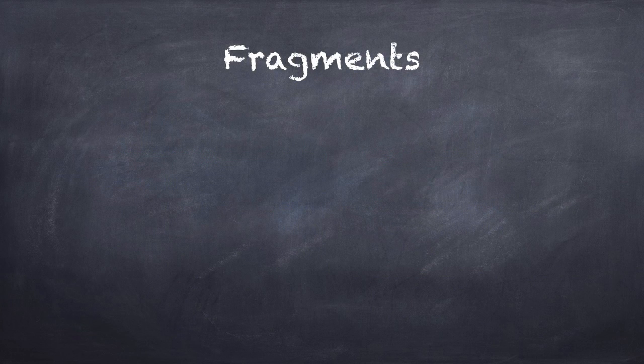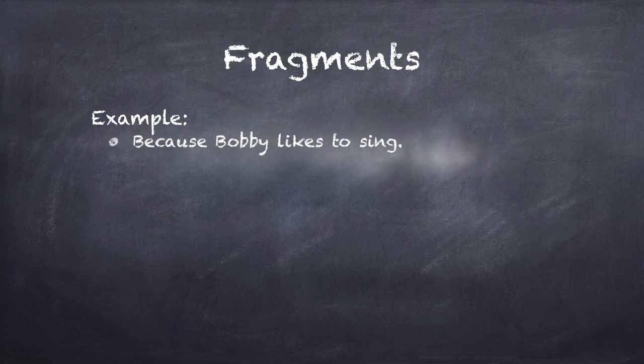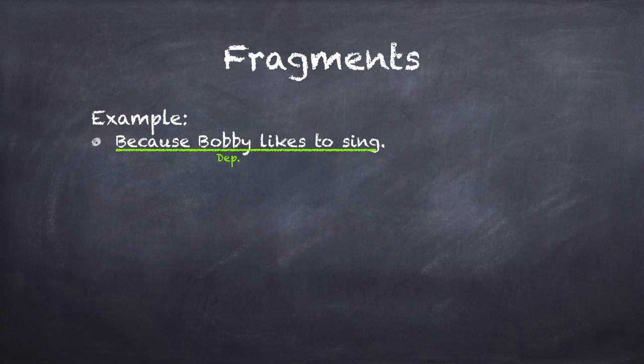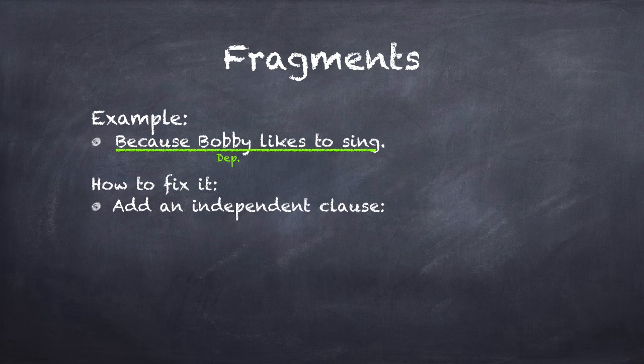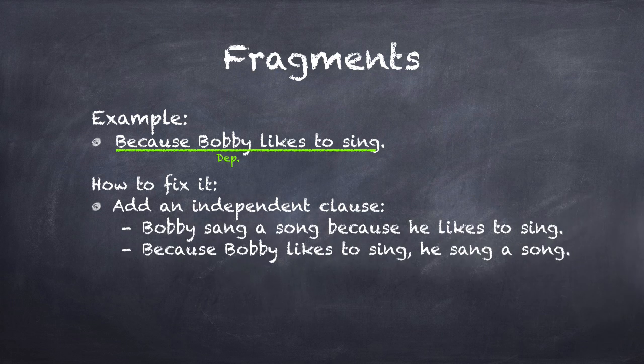Now, let's look at fragments. An example of a fragment is: because Bobby likes to sing, which has only a dependent clause. You'll remember from modules 3, 4, and 5 that we can't have a dependent clause all by itself as a sentence. We can fix this by adding an independent clause. We could write: Bobby sang a song because he likes to sing, or: because Bobby likes to sing, he sang a song.